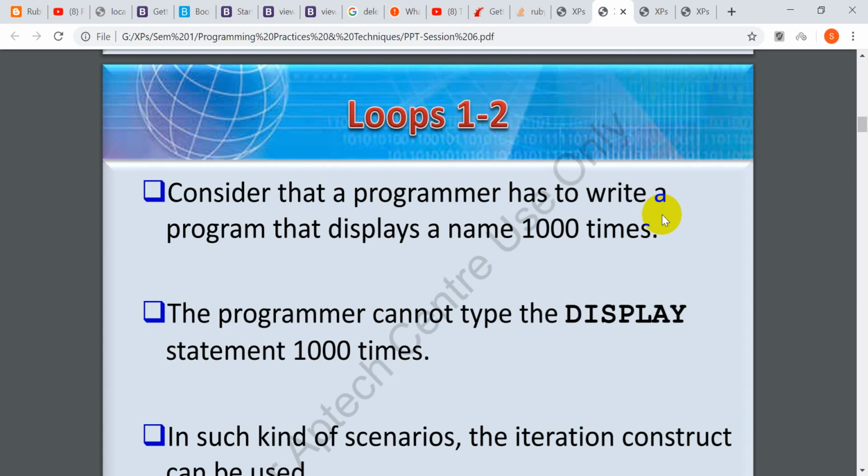You just have to write a simple command for looping that keeps on repeating that name, or whatever you are putting, up to 1000 times. You don't have to be writing them out one by one.